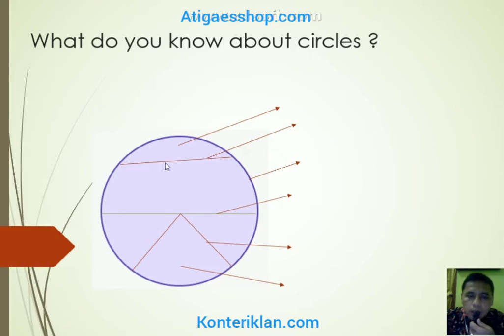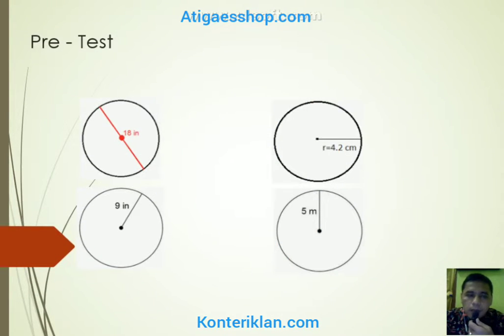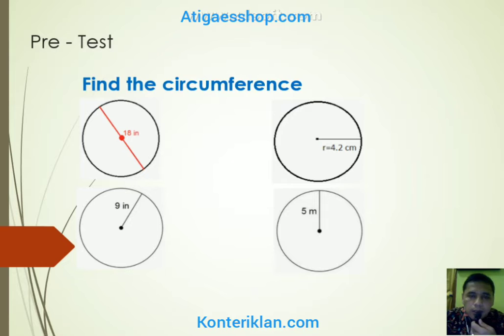Now have a look at your screen. There is a circle that contains some parts of a circle. Do you understand the parts of the circle here? No? Okay. Next, before I explain more about a circle, this is your pre-test. Maybe some of you already understand about the circumference. Find the circumference. Otherwise, some of you still don't understand how to find the circumference.